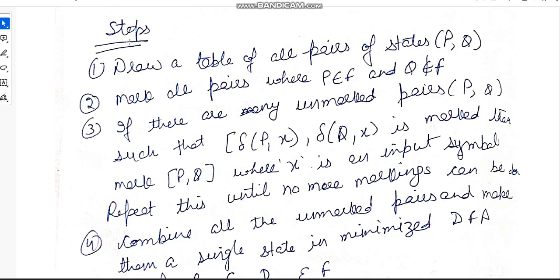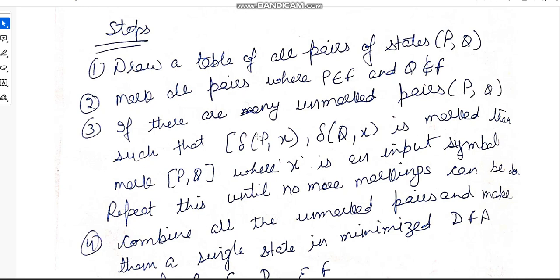Here it says we have to draw a table of all pairs of states, which consist of P and Q, meaning we have states A, B, C, D, E. We will make pairs of all the possible states. We will draw a table, which basically looks like a matrix. Then we will mark all the pairs where one belongs to a final state and the other doesn't. Suppose I am considering the pair A and D. If one of them is final and the other is non-final, I will put a tick mark there.